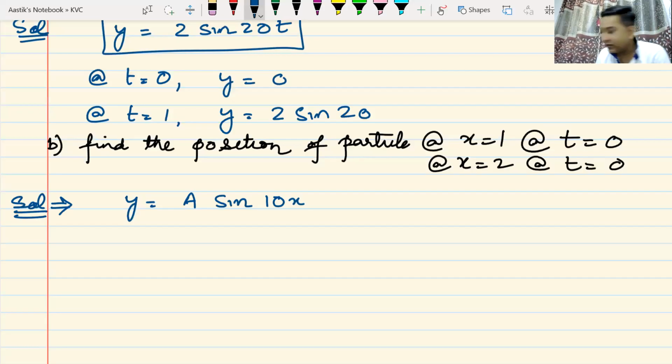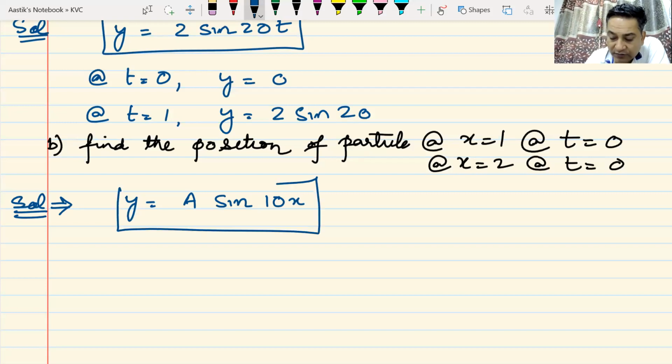Well, that was the only thing that you needed to understand, and this is what you have done. You have just put the value of time as 0 and you get the equation as y is equal to A sine 10x. That is it. If you do it, you are done. I hope you have understood this. Let us move forward because time doesn't wait for anyone.